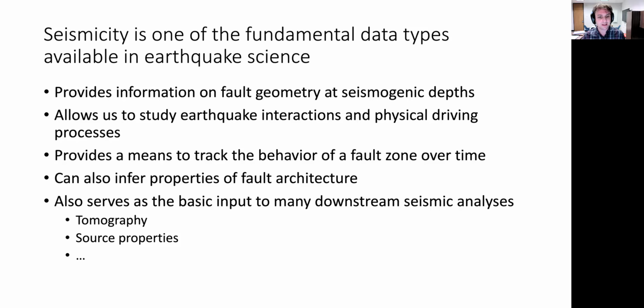It provides a mechanism to track the behavior of a fault zone over time, could be decadal scales potentially. And it allows us, in some circumstances, to infer properties of fault architecture, which we could never make otherwise. But beyond just these types of analyses, it also serves, perhaps more importantly, as the basic input to many downstream seismic analyses. And this includes everything from tomography studies to analyses of earthquake source properties, and you name it. So seismicity really is quite important.